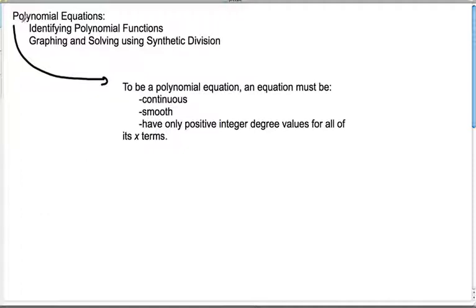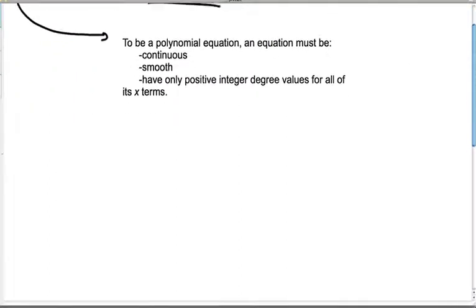So in this lecture, therefore, we'll only be discussing identifying what a polynomial function is and graphing and solving them using a method known as synthetic division, which I'm also going to go over very briefly.